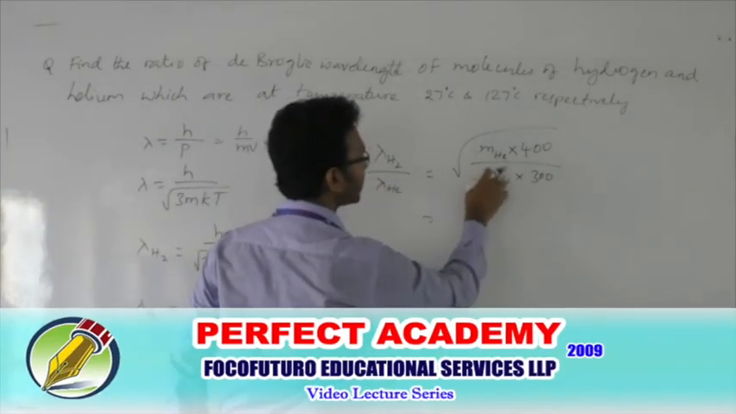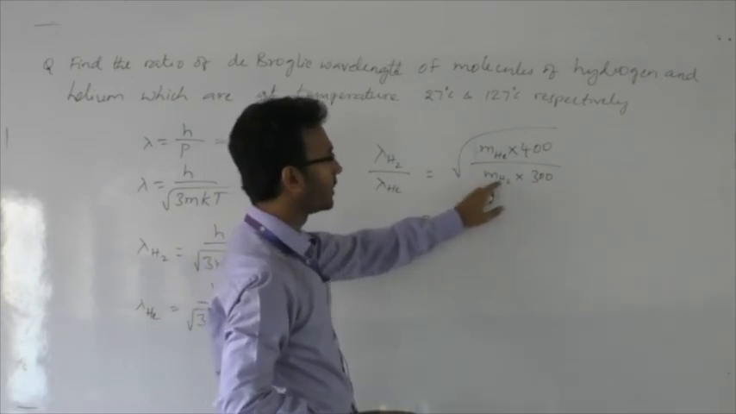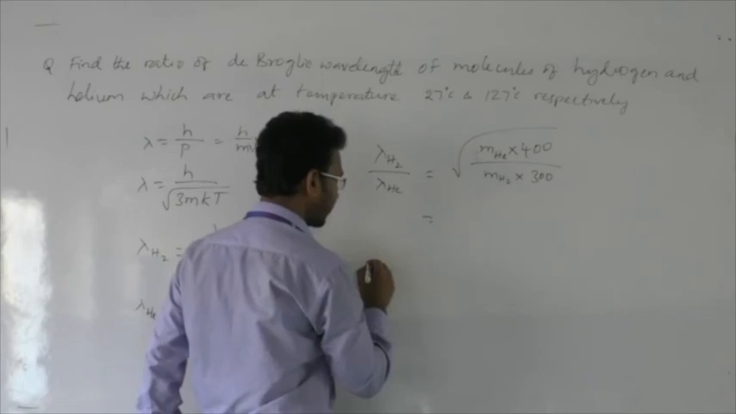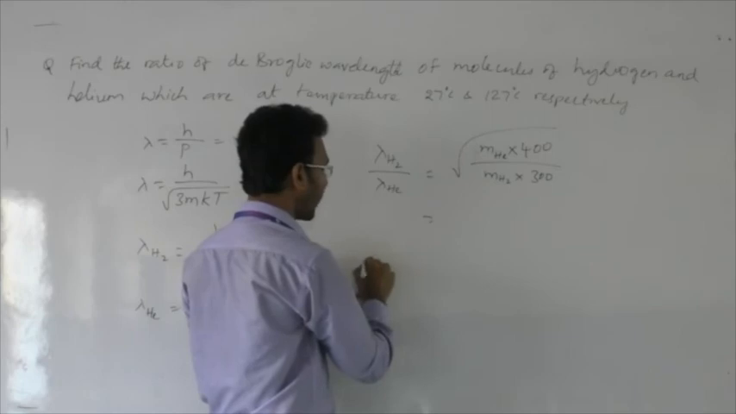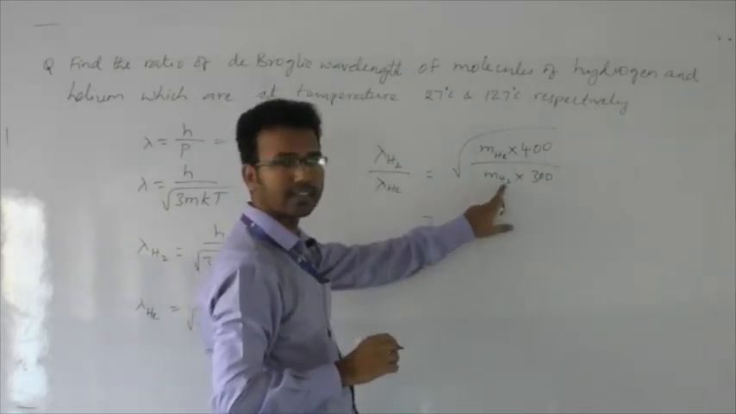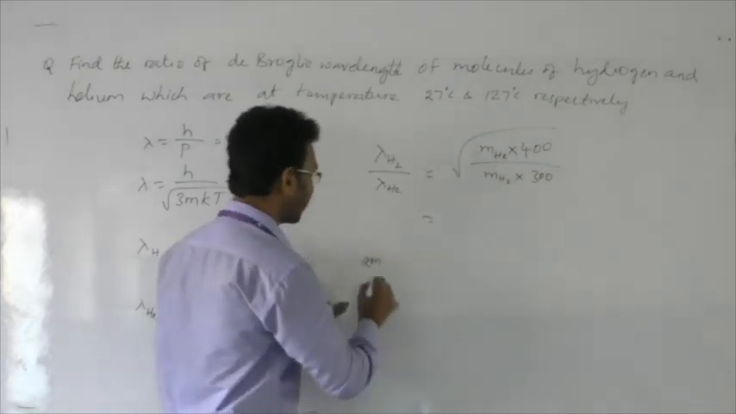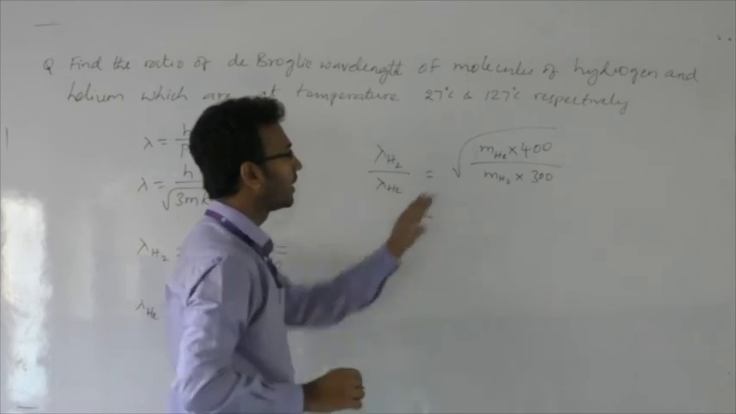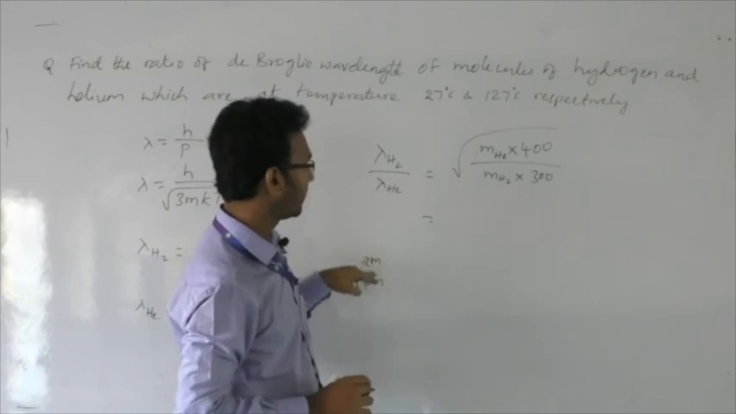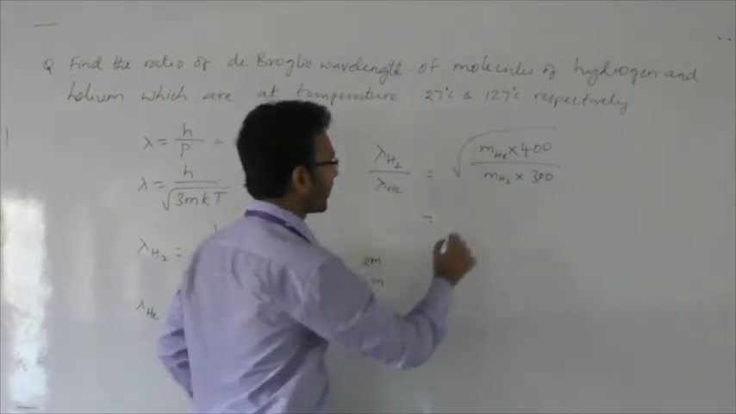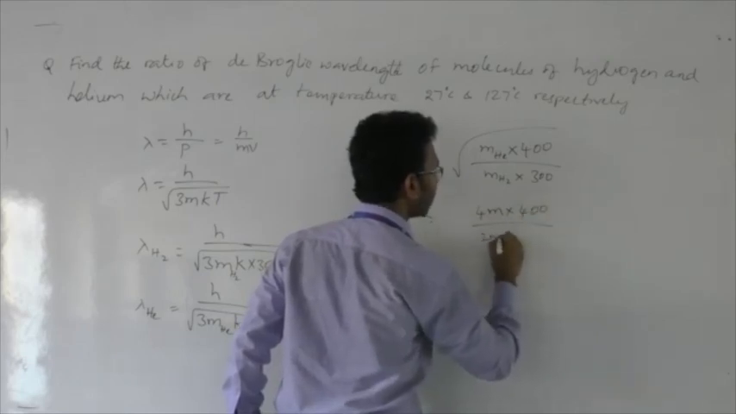What is the ratio of the mass of helium and the mass of the hydrogen molecule? We are taking the hydrogen molecule H2. Let's say each hydrogen atom has mass M, then for the hydrogen molecule it is 2M because 2 protons are there. What about helium? In helium, 2 protons and 2 neutrons are there, so the mass will be equal to 4M. Here 4 nucleons are there, here 2 nucleons are there. So the ratio will be 4M by 2M. I can write it as root of 4M into 400 divided by 2M into 300.